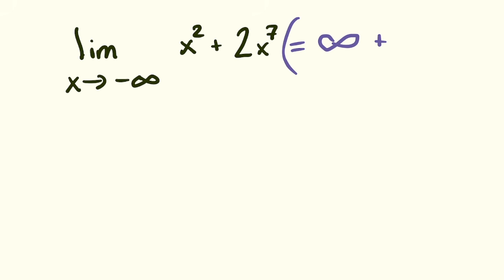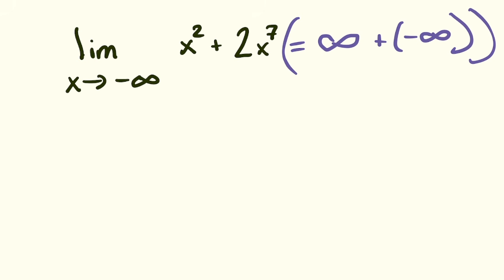The second part of our polynomial is actually going to negative infinity because we have it to the 7th power. Any number to the 7th power, it's an odd exponent, which means we're going to retain that negative sign. So basically we have infinity plus negative infinity. Both of them are pushing at each other in this problem, and we want to figure out which one is going to win out.